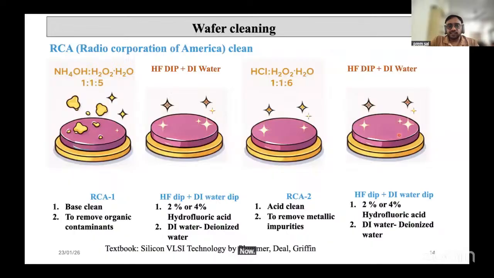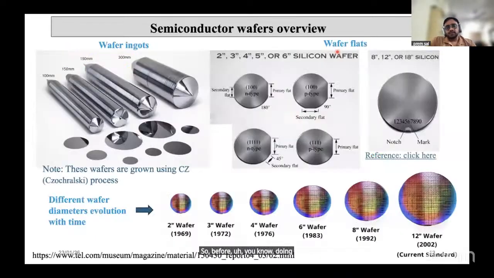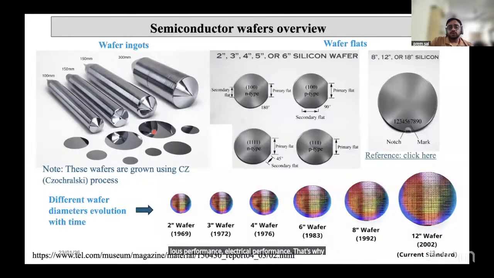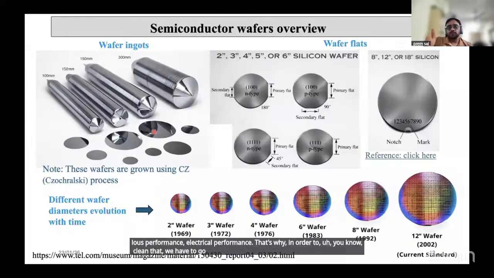Now, I got a fancy diagram from the internet. I just want to show the wafer cleaning that is followed here. Before going for device fabrication, once the wafer is sliced or cut from the ingot, it will have so many metallic impurities, and some native oxides, everything. If you directly fabricate devices on that, then we will lose the electrical performance. That's why, in order to clean that, we have to go through a 2-step process.